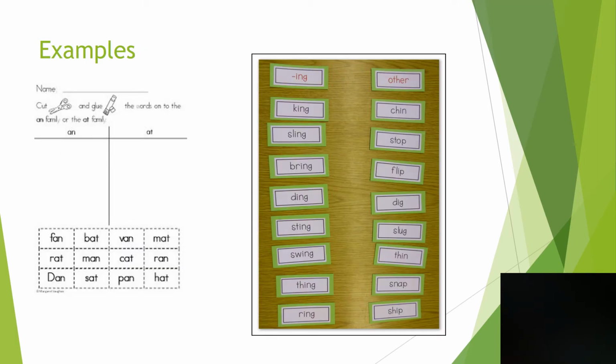So here are just a few examples of different word sorts that I found online. The one on the left is a great one to use, especially with younger kids. And it's just a very basic word sort. And as you can see from the different groups, your groups don't have to be very complex. Like one is words that end in AN, and then another group is words that end in AT.